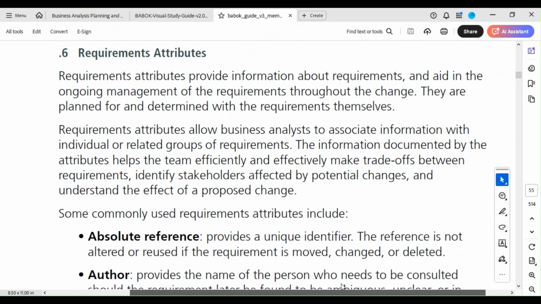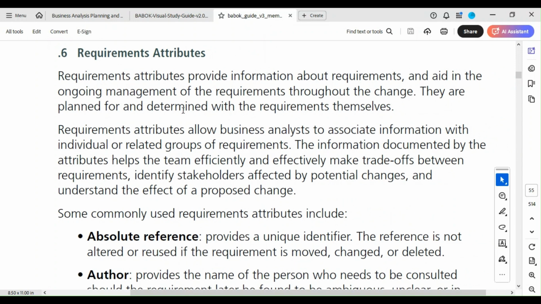So requirement attributes. Requirement attributes provide information about requirements. Remember, just like I said, take it from the title, requirement attribute. What is an attribute? Characteristics. Okay. It tells you that requirement attributes, or characteristics, provide information about requirements. It lets you know more about the requirements and aids in ongoing management of the requirements throughout the change. They are planned for and determined with the requirements themselves.